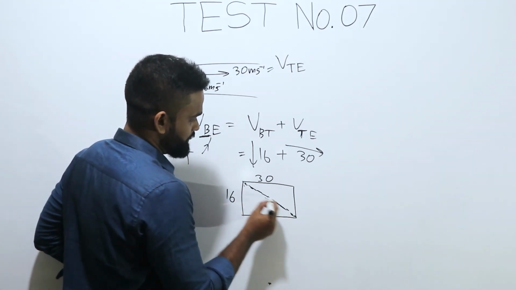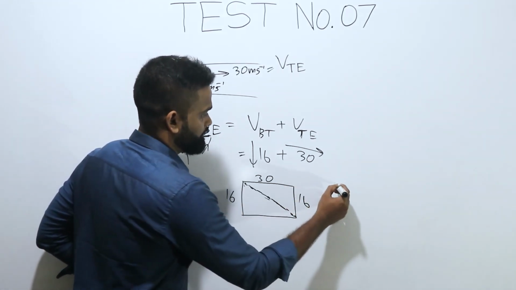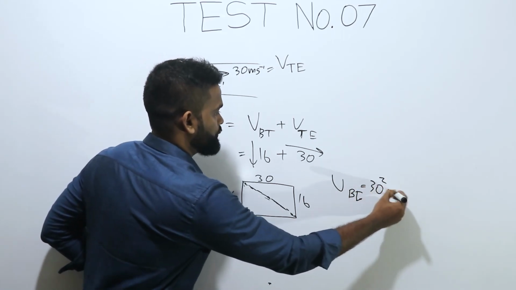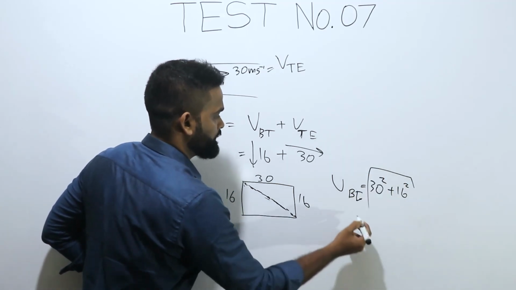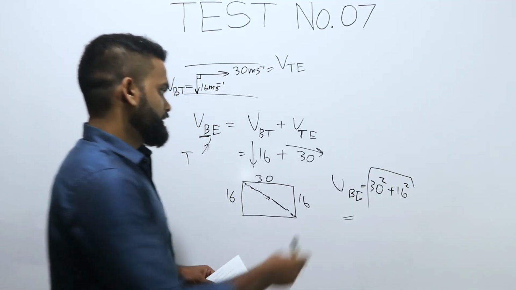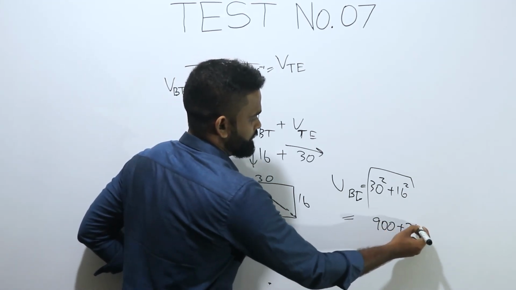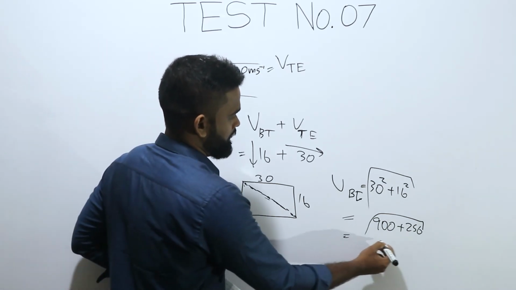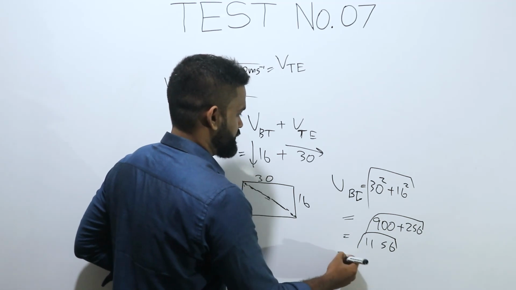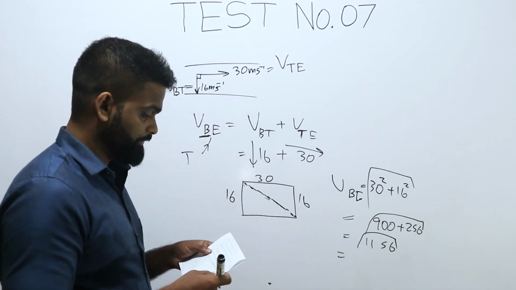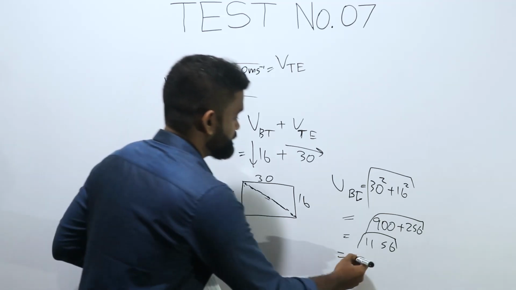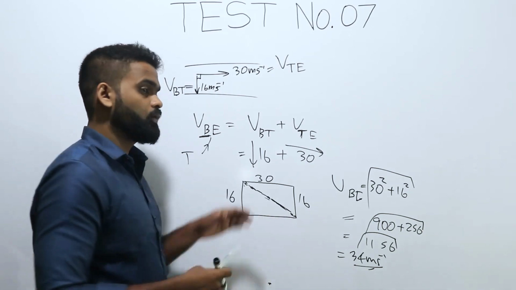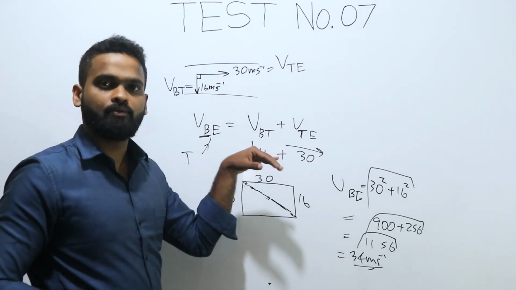Okay, we just have to find this value, so just apply Pythagoras theorem. So the value of VBE should be the root of 30 squared plus 16 squared. So this is 900 plus 256, which is 1156. So that value should be 34. So this is the velocity of the ball relative to Earth, that is 34 meters per second.